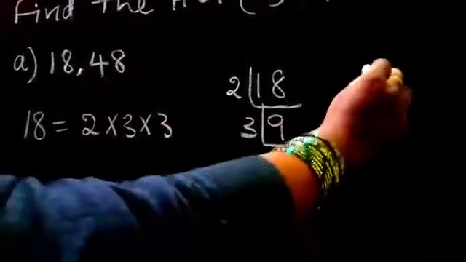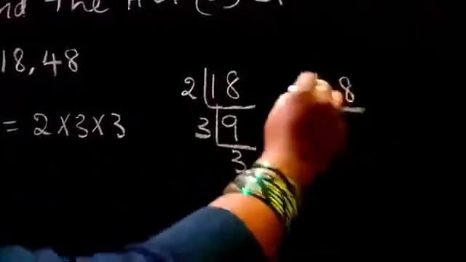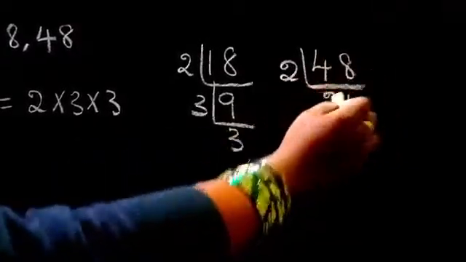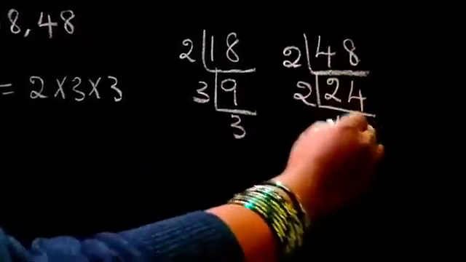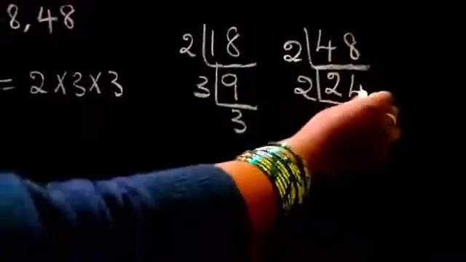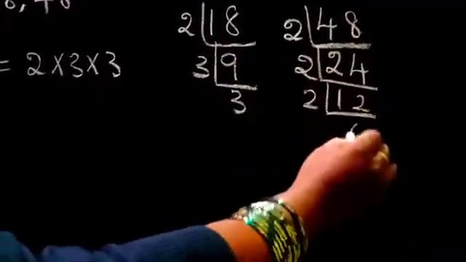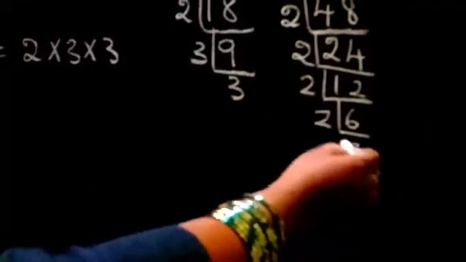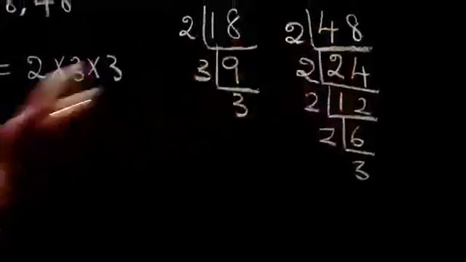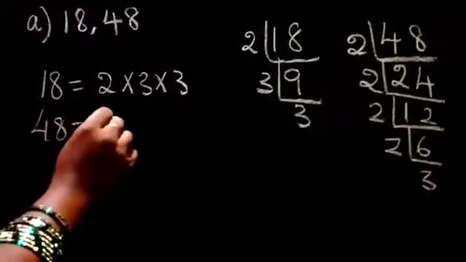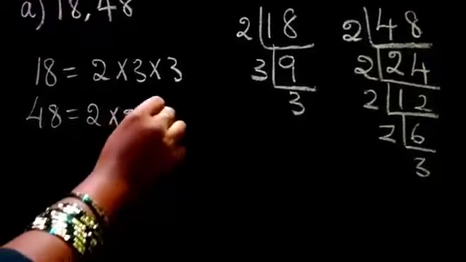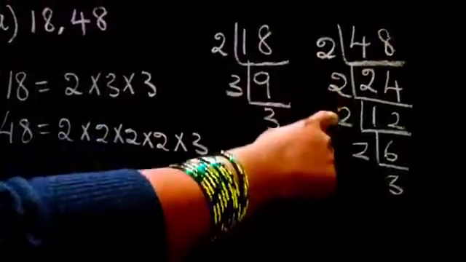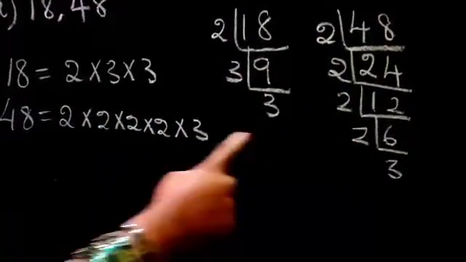Next number they have given is 48. It can be divided by the second table: 2 2s are 4, 4 2s are 8. Again second table: 1 2s are 2, 2 2s are 4. Again second table: 6 2s are 12. Again second table: 3 2s are 6. So 48 can be written as 2 into 2 into 2 into 2 into 3. So 2 appears 4 times, and 3 appears one time.